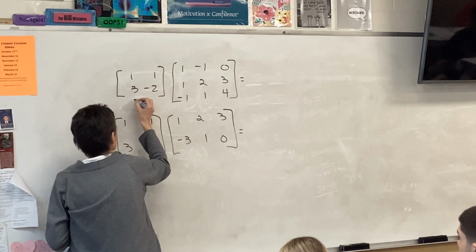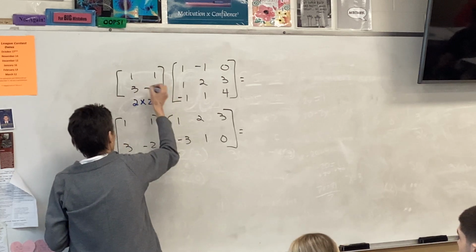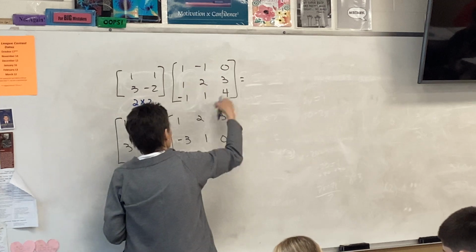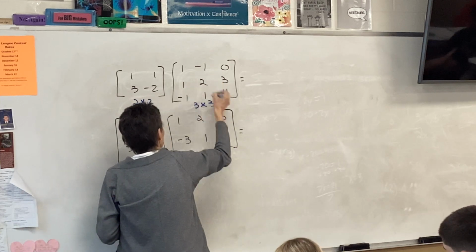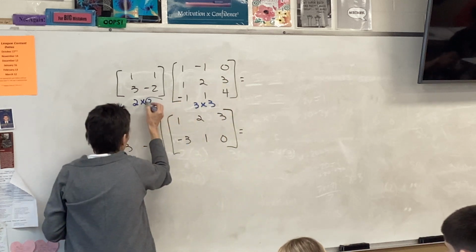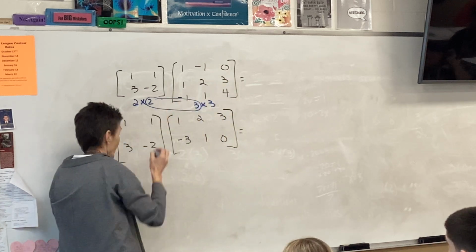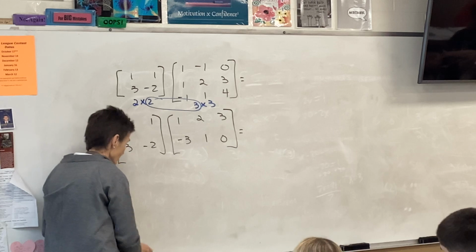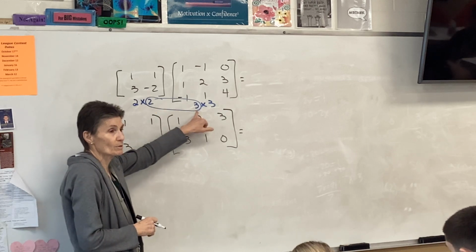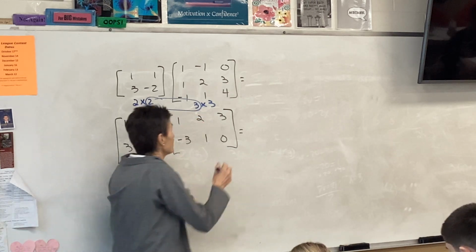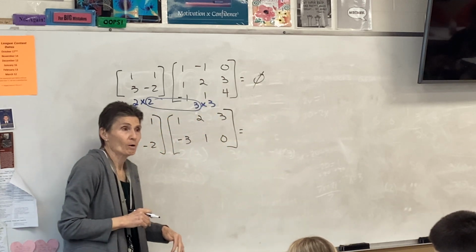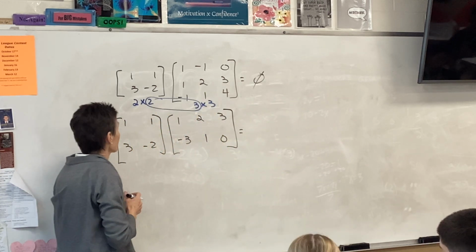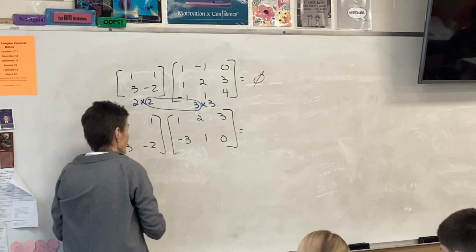2 by 2. This is a 2 by 2. 2 rows, 2 columns. What are the dimensions of this guy? 2 by 3. 3 by 3. 3 rows, 3 columns. Now, can these be multiplied? No, because the rule is those two numbers have to match. So I can't do it. It's a not possible problem. Cannot do it. All right, so let's go right on to the next one.